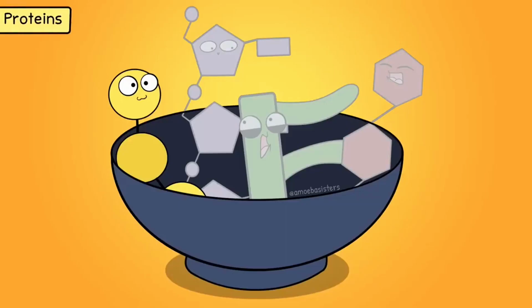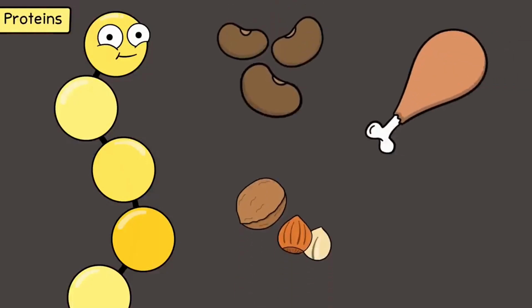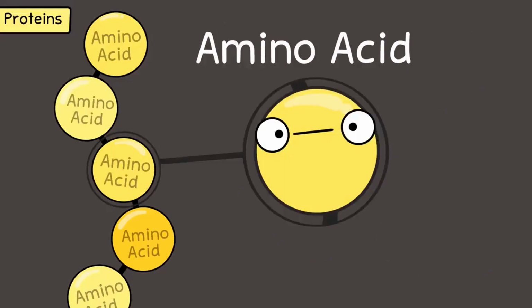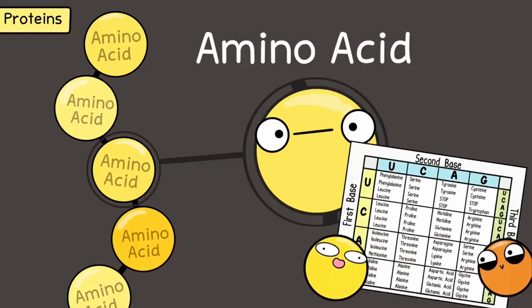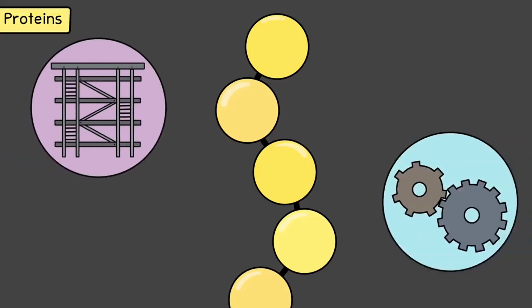Next up, proteins. Protein food sources include beans, meat, nuts, and eggs. The monomer of a protein is an amino acid. Usually, proteins consist of many amino acids bonded together. There are different types of amino acids. So how are proteins important to an organism in the structure and function of its cells?